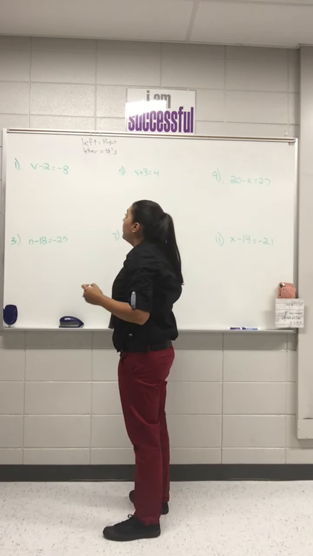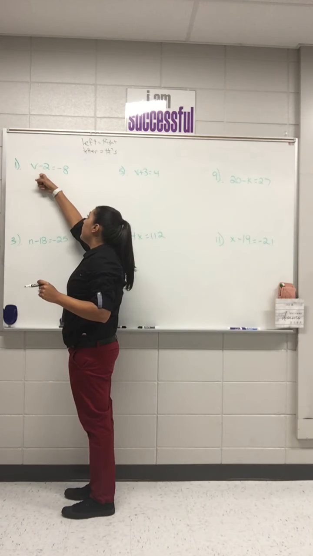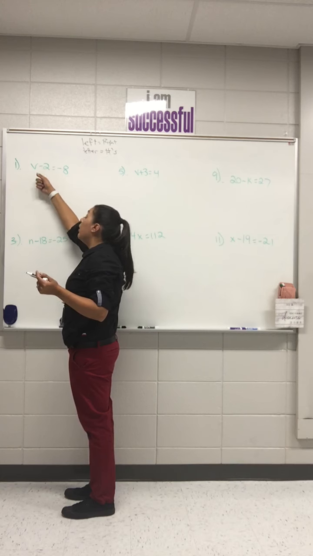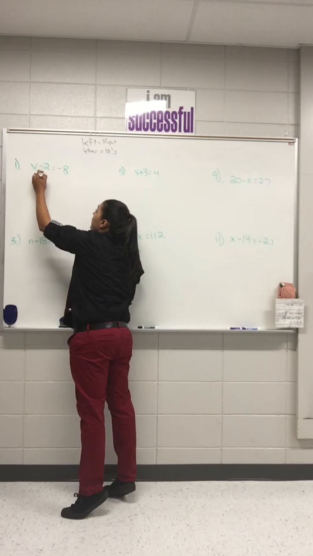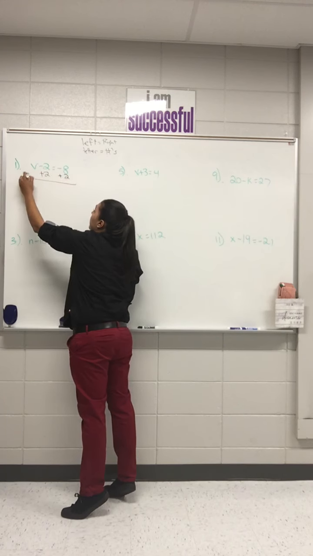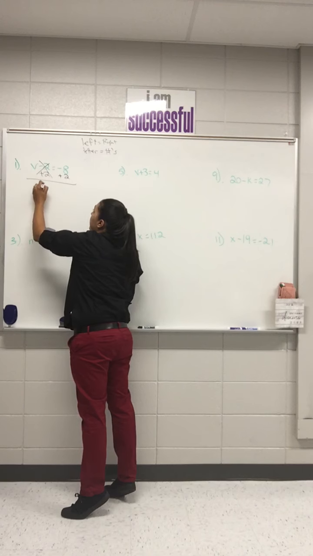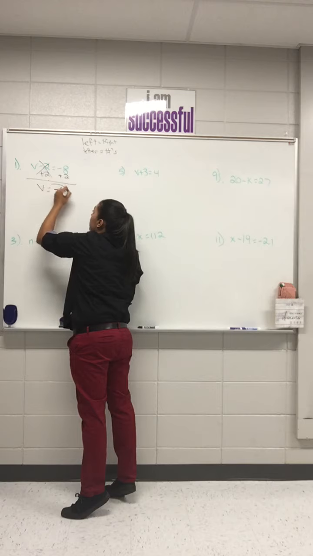Okay, so when we're looking at this, is this a letter? Yes, it stays. Is it a number or a letter? No. Okay, so we need to move it. So how do we move a minus 2? Well, it's going to be plus 2. If we do it to one side, we need to do it to the other side. So I got b equals negative 8 plus 2 is going to be minus 6.